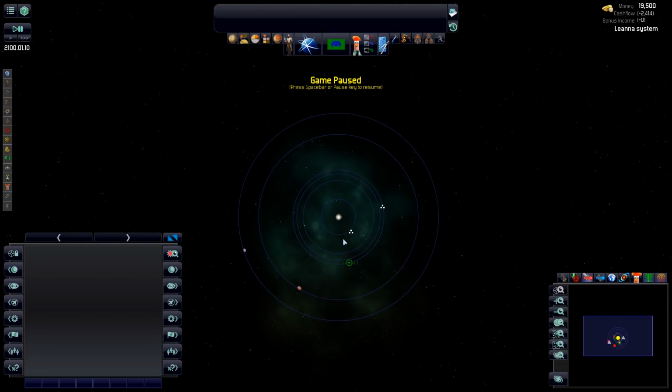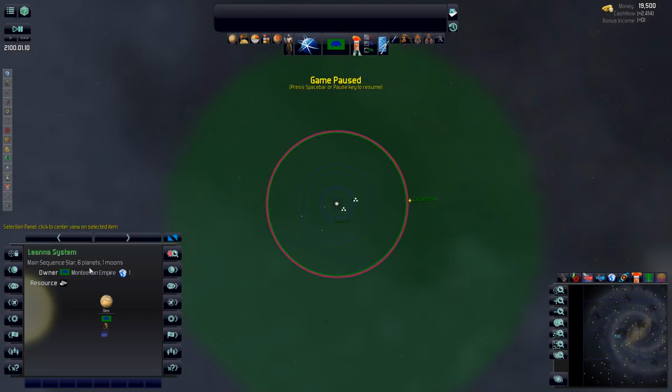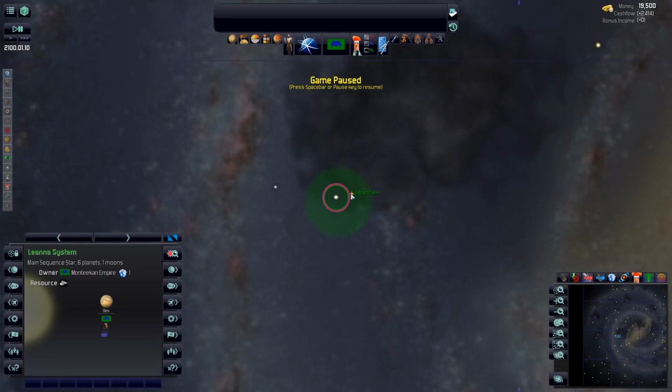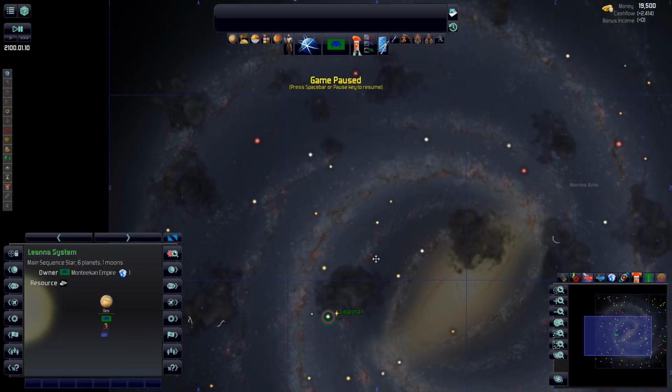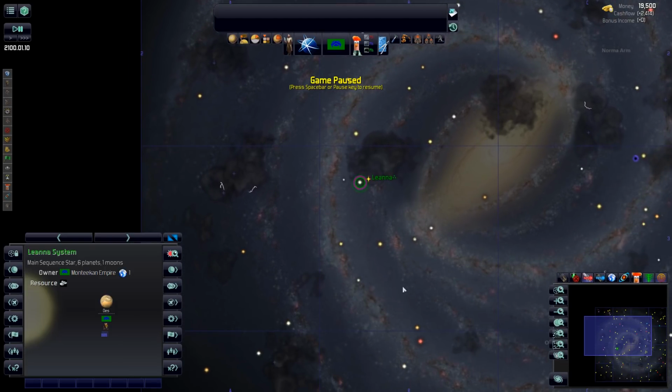We got a couple of ruins and not very many planets. What do we got in here? 6 planets and one moon. We got to get out of here in a hurry. And what's around us? Okay, so we have a one sector colonization range, so there's quite a few stars within our range, so that's not bad.